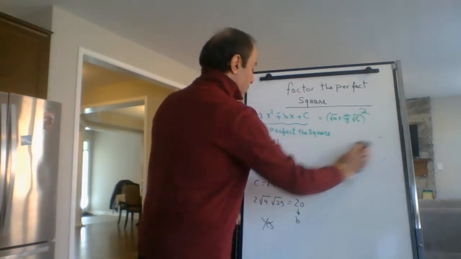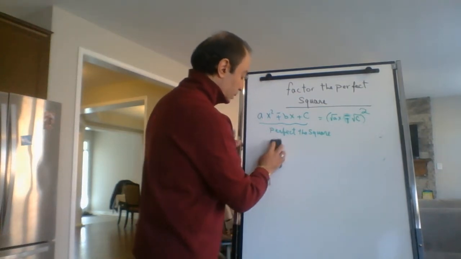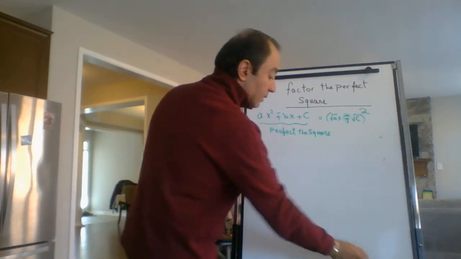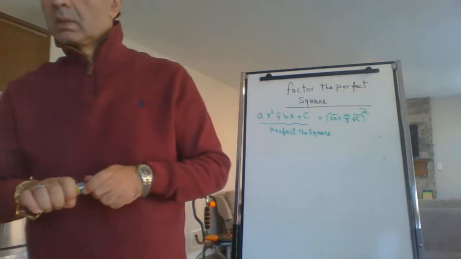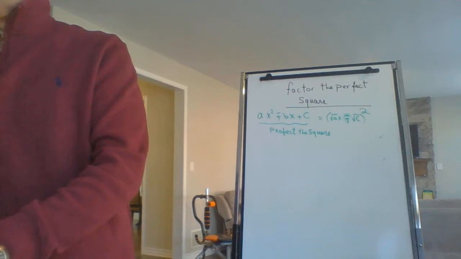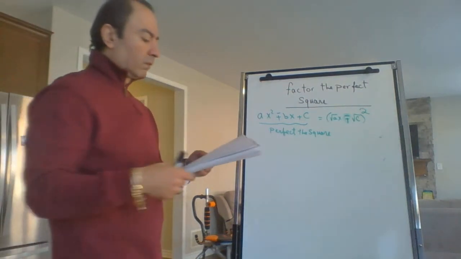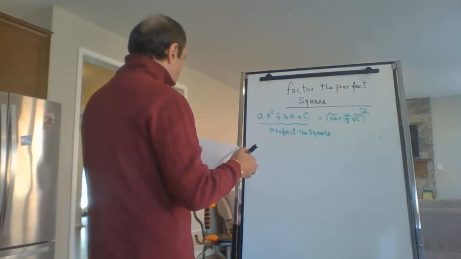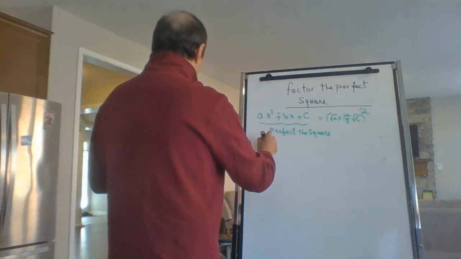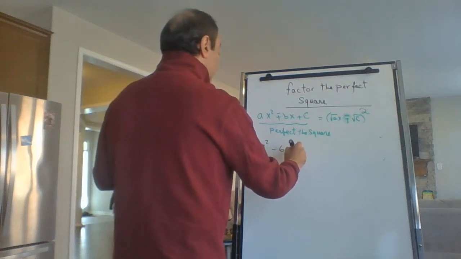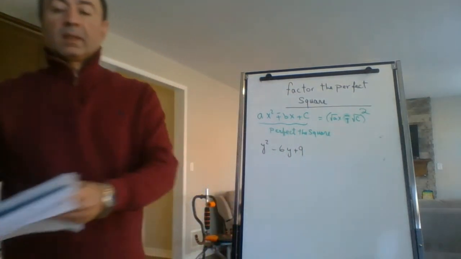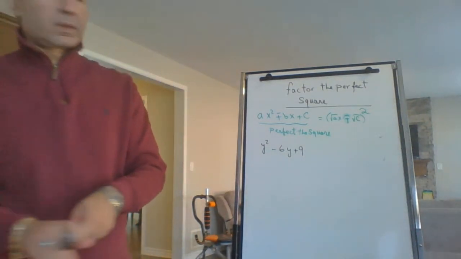Okay, so I want to give you more examples. What about y squared minus 6y plus 9? I want to check if this is a perfect square.